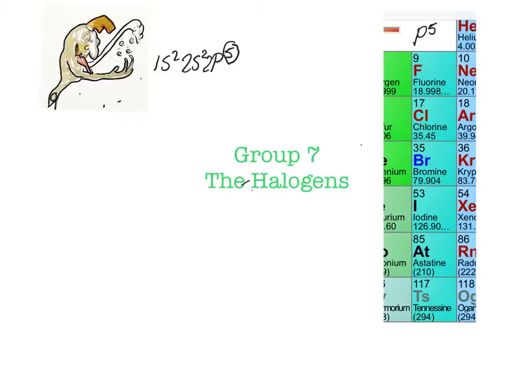However, because there's very little shielding between the outermost shell and the nucleus, fluorine just grasps the electrons and drags them to himself. And therefore, it's the most powerful oxidizing agent in the periodic table.